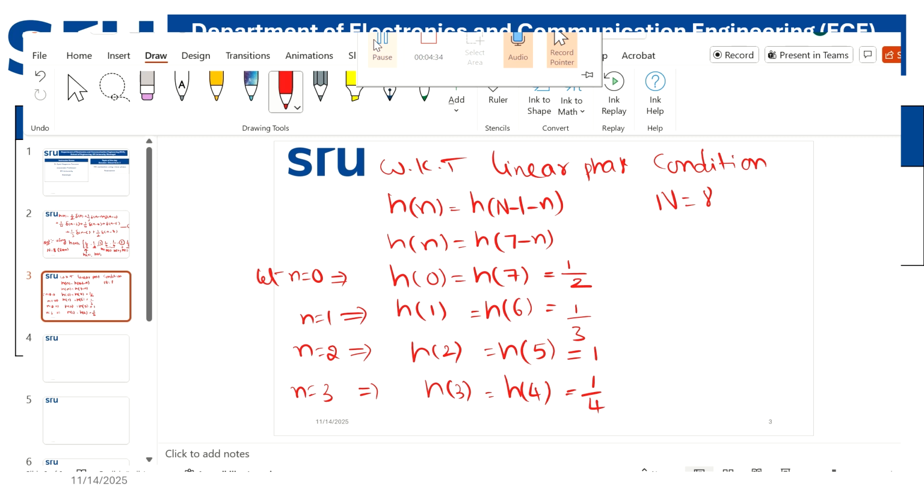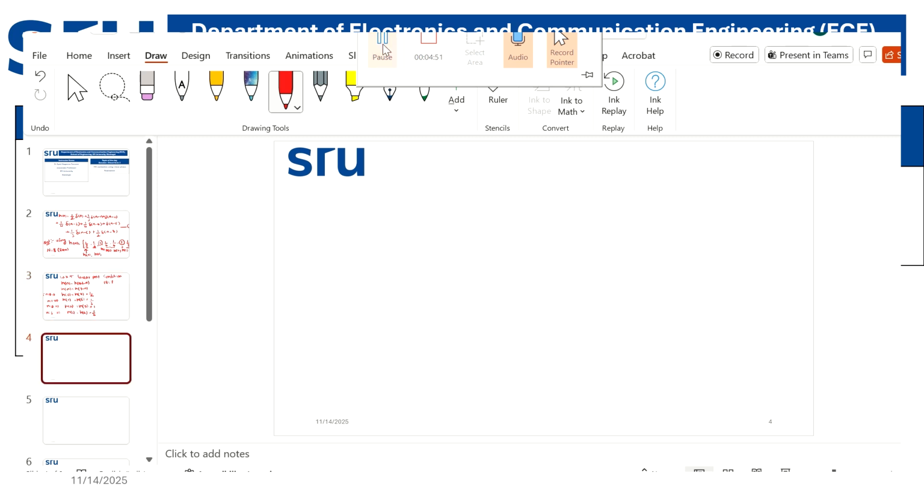In the odd case, we saw that there is an extra factor, the middle term h of n minus 3, which is common throughout the problem. But here there is no common term. So we have all coefficients equated for n is equal to 8. So the given system satisfies the linear phase condition.